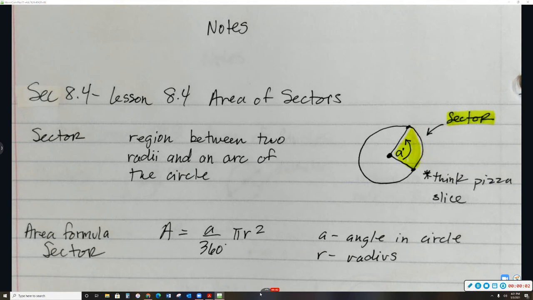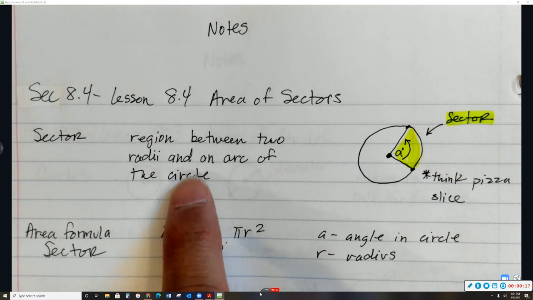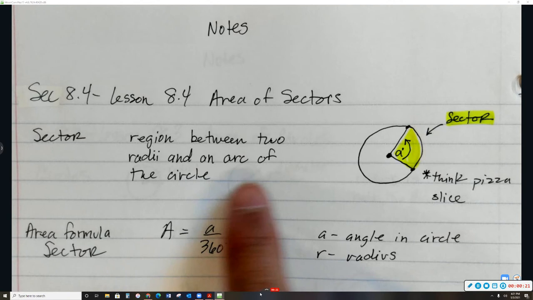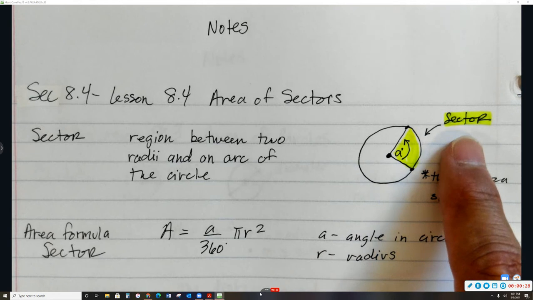Hey everyone, so we have another short set of notes, and this one is area of sectors. A sector is the region between, this is the math definition, a region between two radii and an arc of the circle. So here's an example. This yellow area, that's the sector of the circle.